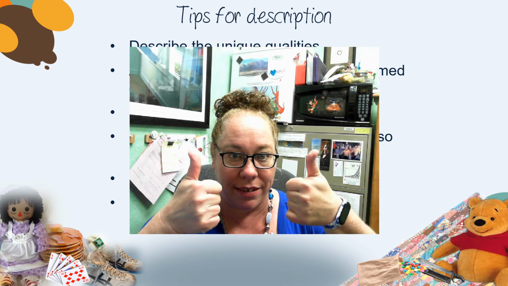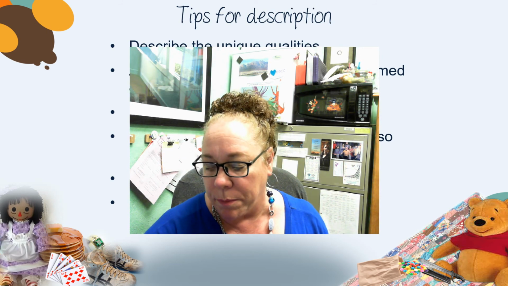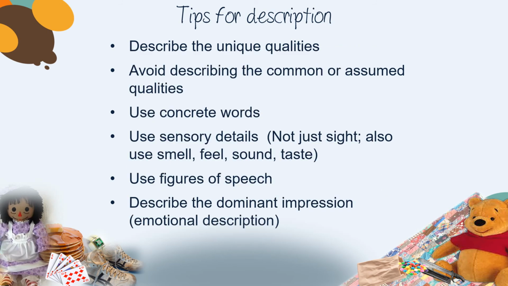Cool beans? Okay? So, again, describe those unique qualities. You can avoid describing the common or assumed qualities. Use concrete words. Use sensory details, right? As many senses as you can. Use figures of speech and describe that dominant impression. And that's your job for this.